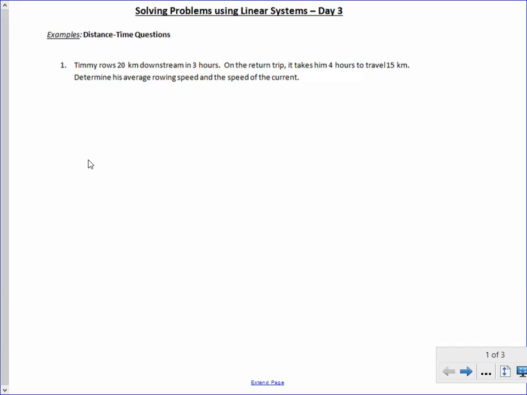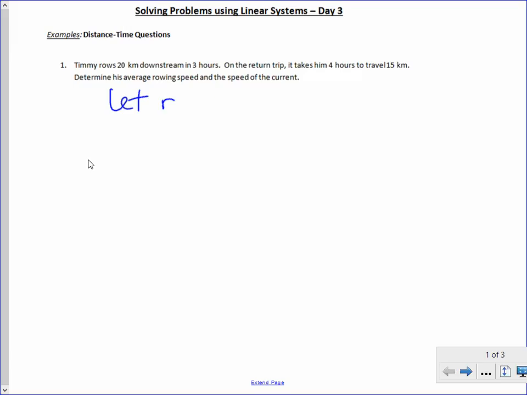Ariana? Let S represent speed of current. Okay. How many speeds are there? 2. So maybe we won't use S because that might get confusing. So maybe we'll go let R be the speed of the rower, or the speed of the boat, and let C be the speed of the current.